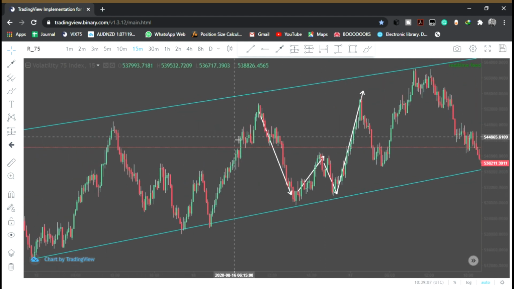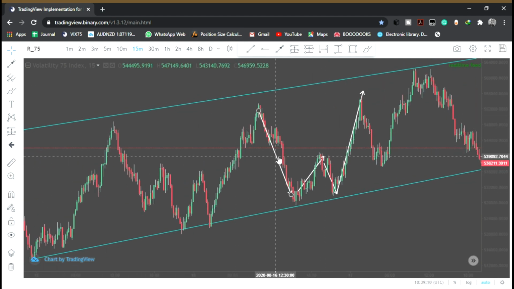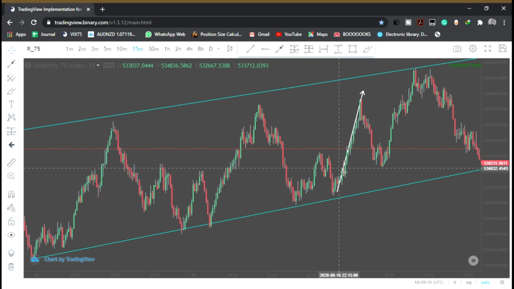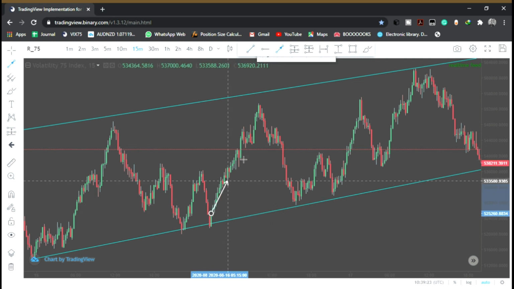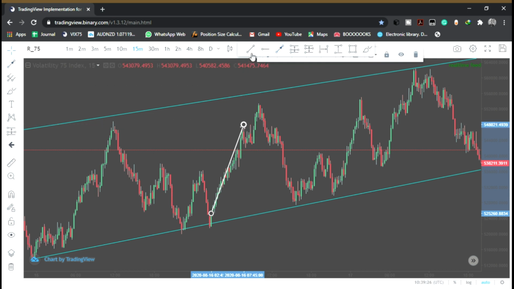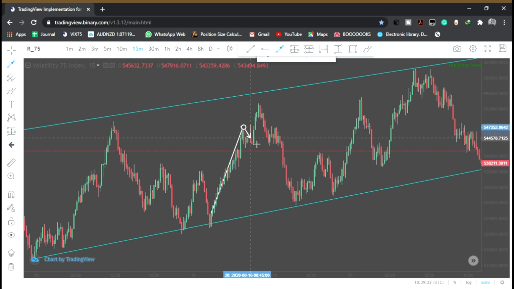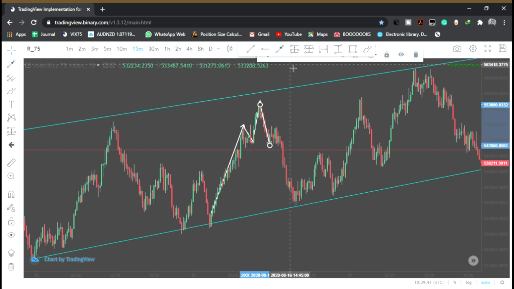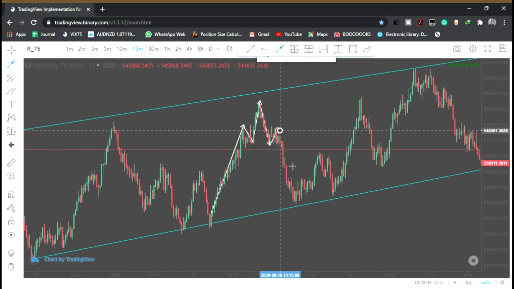You can see here also, with a bearish head and shoulder right here. Same patterns. These things are happening every day. Goes down, goes up, it forms a head, then down, then up again, then it falls down.